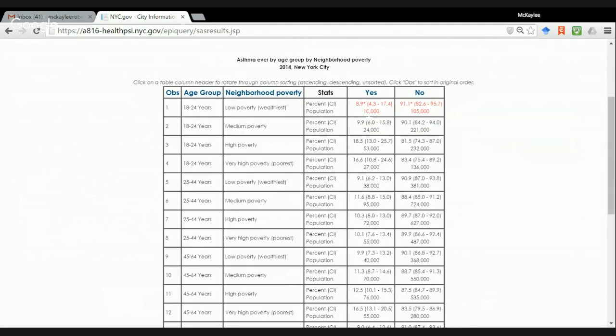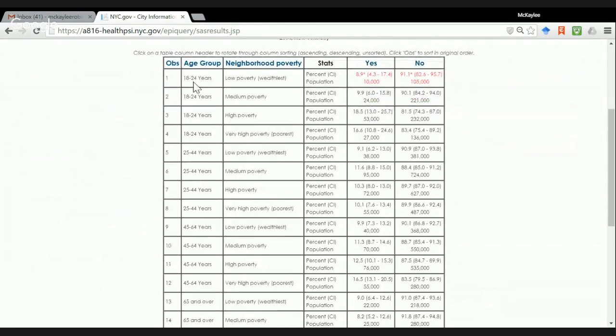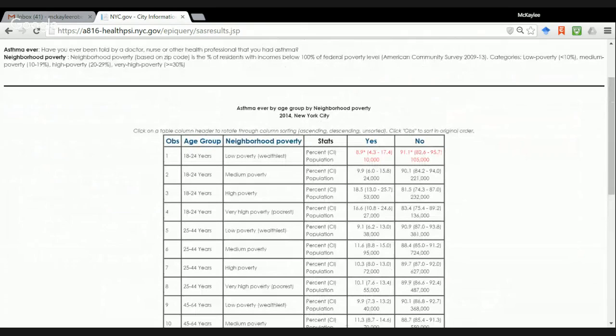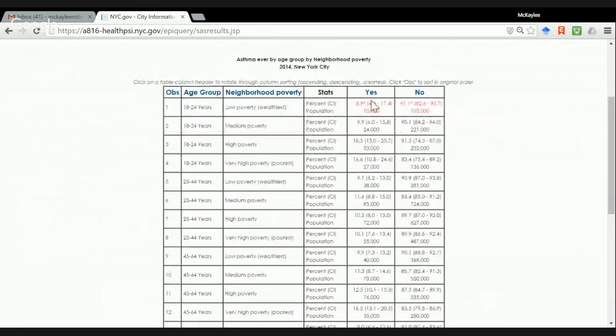The other thing this shows you is a pretty big disparity, right, in young persons in the low poverty to the high poverty neighborhoods. That's almost double the prevalence of ever having asthma, 8.9% versus 19%.